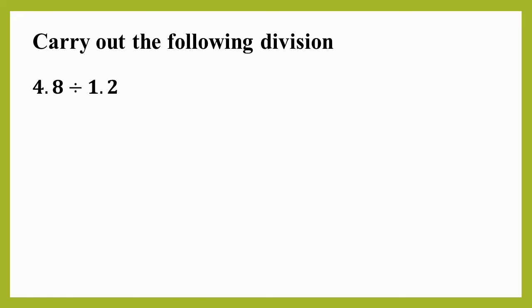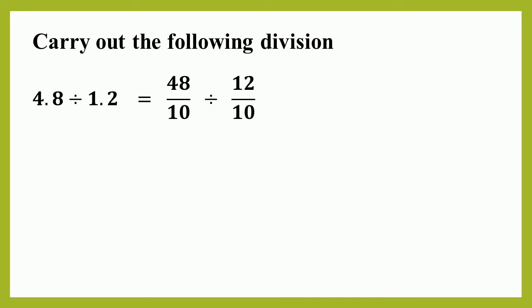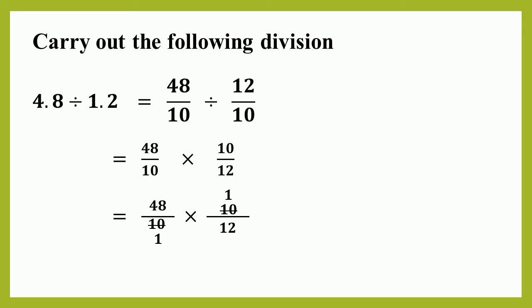Let's solve the next example. Carry out the following division, that is 4.8 divided by 1.2. For that, first we will convert 4.8 into a common fraction. So the number will be 48 upon 10 divided by 12 upon 10. The next step is 48 upon 10 into the multiplicative inverse of 12 upon 10, that is 10 upon 12. In the next step we will cut 10 by 10. Why? Because 1 is the numerator and 1 is the denominator.